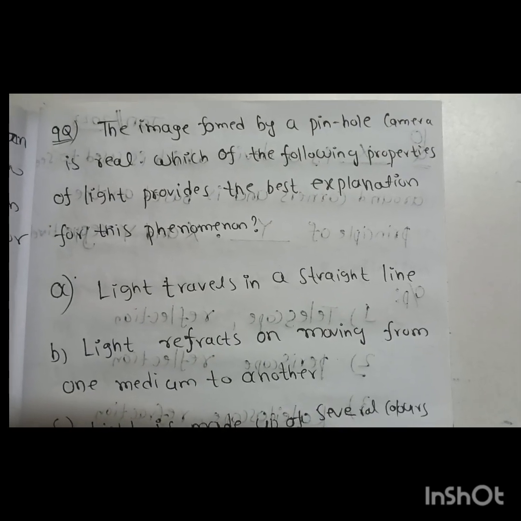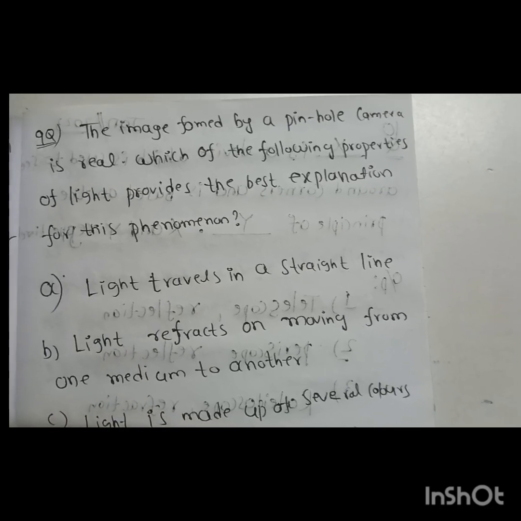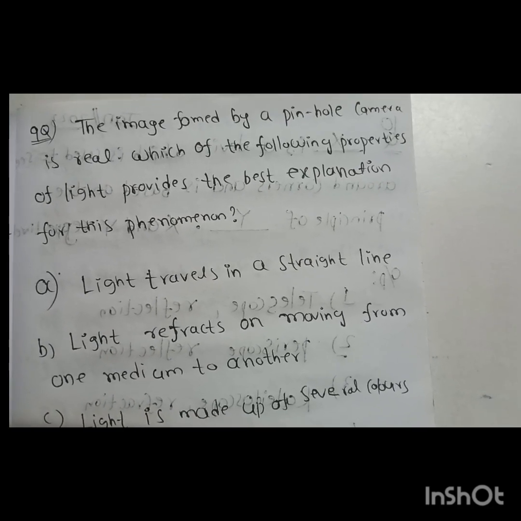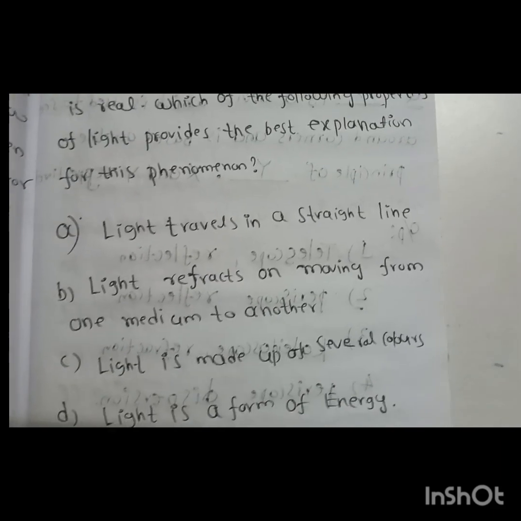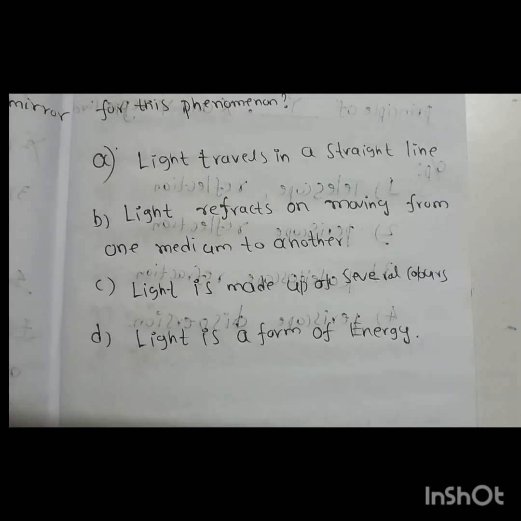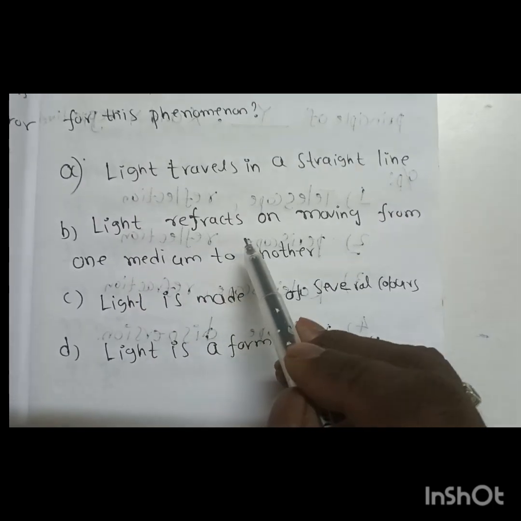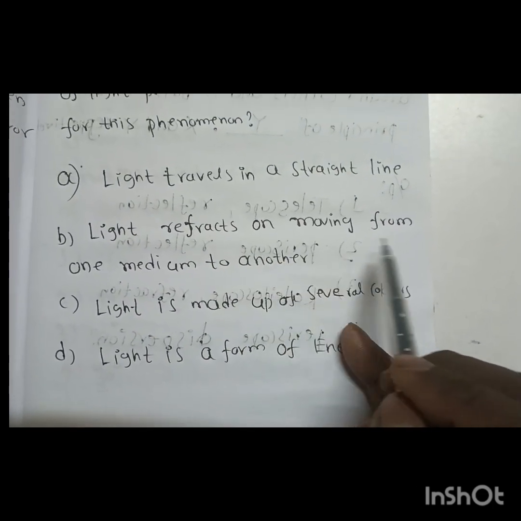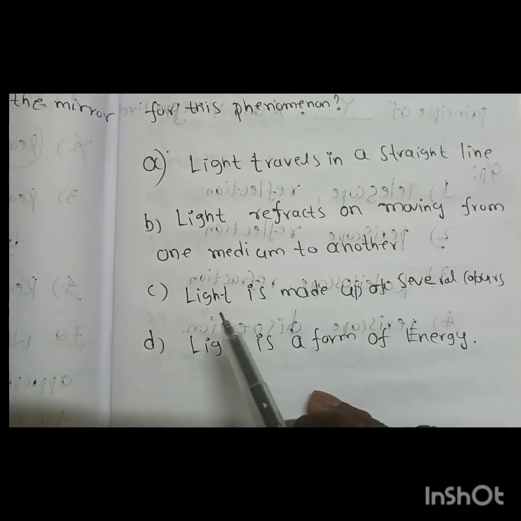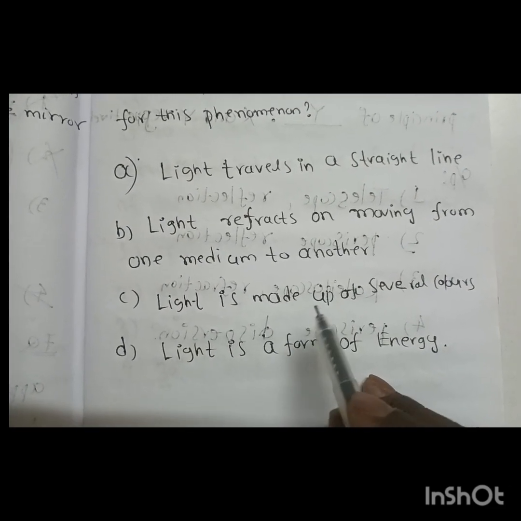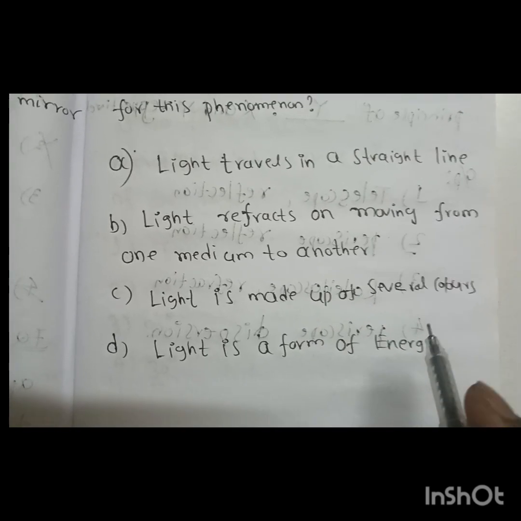The image formed by a pinhole camera is real. Yes, of course. Which of the following properties of light provides the best explanation for this phenomenon? You can see the options over here. Light travels in a straight line. Light refracts on moving from one medium to another. Light is made up of several colors. Light is a form of energy.